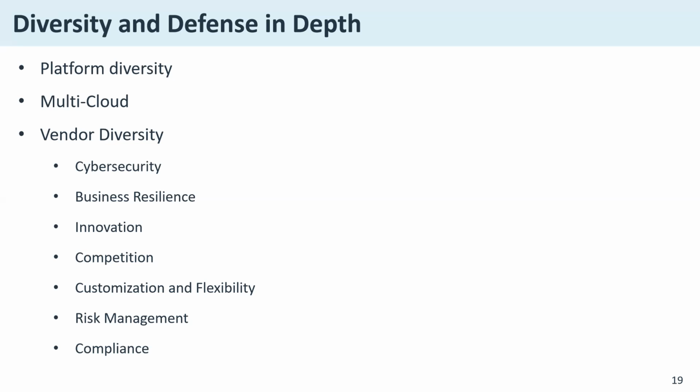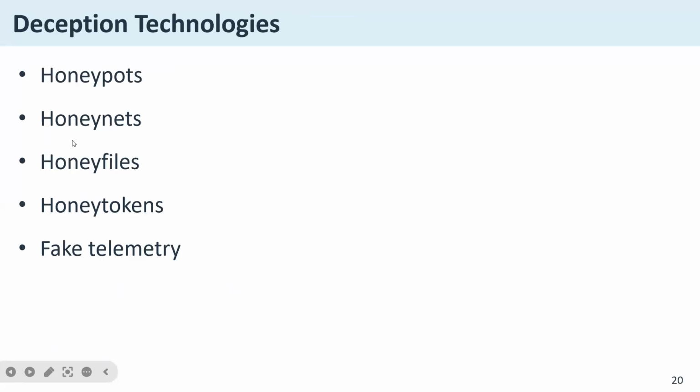Take, for instance, you're not saying I'm using only AWS, right? Multi-cloud means we have some of our infrastructure on AWS, some on GCP, on Azure, or we integrate in such a way that we could send traffic to one, and if there's a problem, we can pull it over to the other service provider. That's a multi-cloud system. Vendor diversity: you have cybersecurity, business resilience, innovation, competition, customization and flexibility, risk management, and compliance. That's what you get when you use multiple vendors.